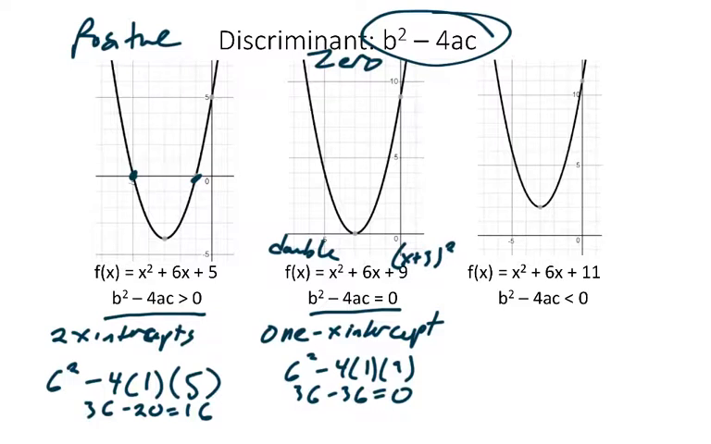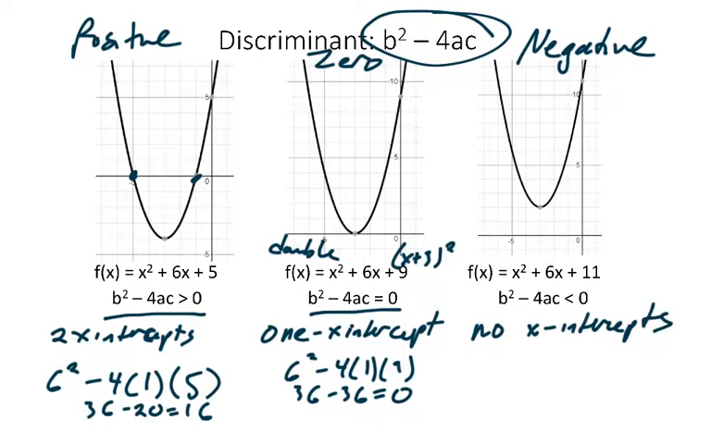Now, so positive, 0, so guess what this one is? It's negative. Okay? So when my b squared minus 4ac is less than 0, when it's negative, there are no x-intercepts. So that b squared minus 4ac is going to be 6 again, squared minus 4 times 1 times 11. So that's going to be 36 minus 44, which would be a negative 8. Hey, that's less than 0. That's negative. That tells me there are no x-intercepts.